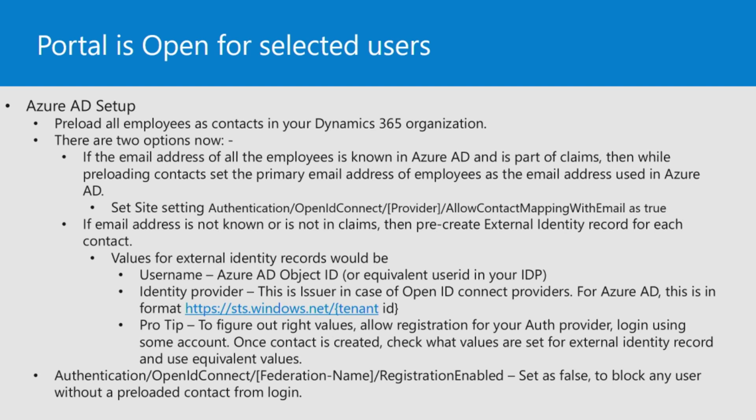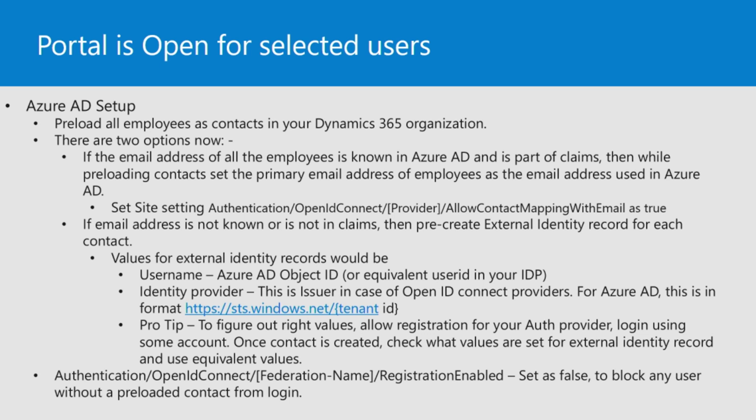Now, once you have set everything as a contact, when I log in, I need to figure out who this person is in Azure AD and which existing contact to match it against. How do I figure out which contact to match it against? There are 2 options. If you know email addresses for everyone and you are sure that's the email address Azure AD is going to send when someone logs in, then fill the primary email address for your contact with whatever comes from Azure AD, set this site setting to true, and everything will work. Everything will be automatically mapped.